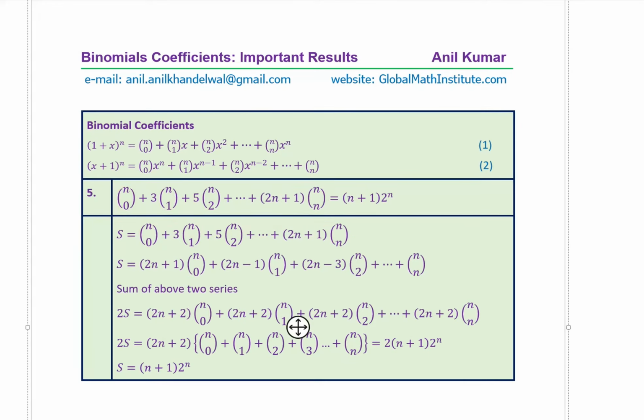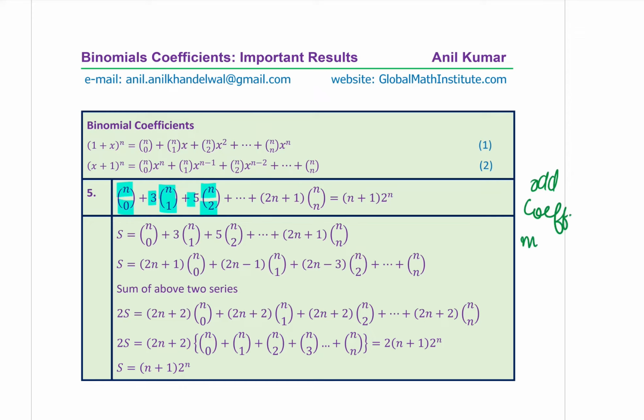Now let's take another one. The question number 5 here is n choose 0 plus 3 times n choose 1 plus 5 times n choose 2 and so on. So the multipliers are odd multipliers, right? So we have odd coefficient multipliers. So that is 2r plus 1. So we're multiplying each coefficient by the odd multiplier, and we are expecting a result of n plus 1 times 2 to the power of n.